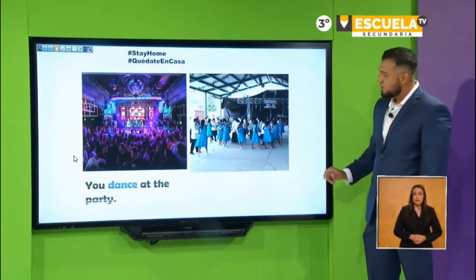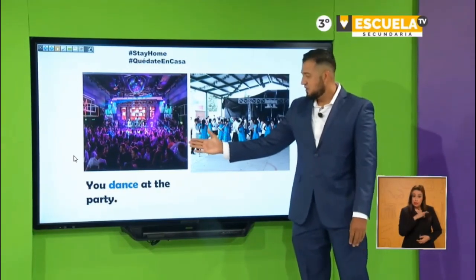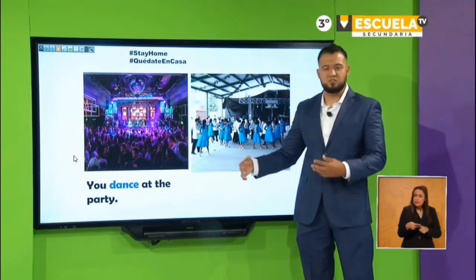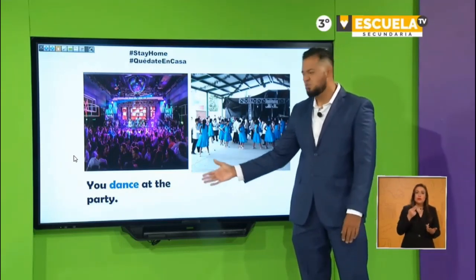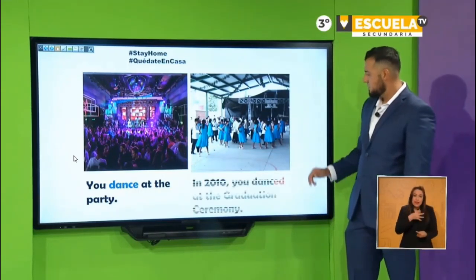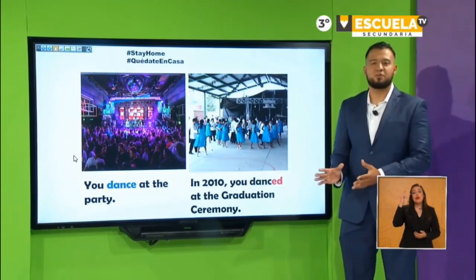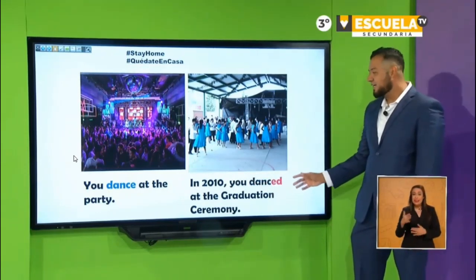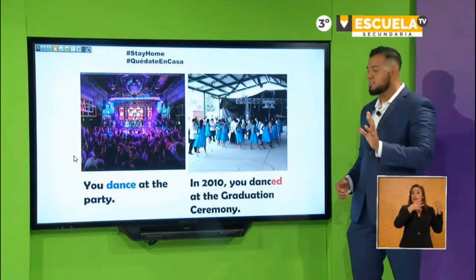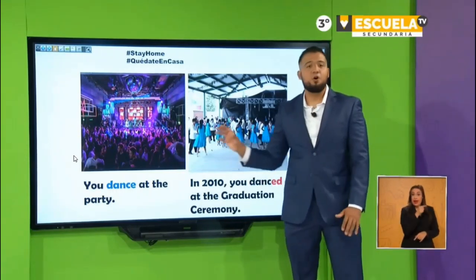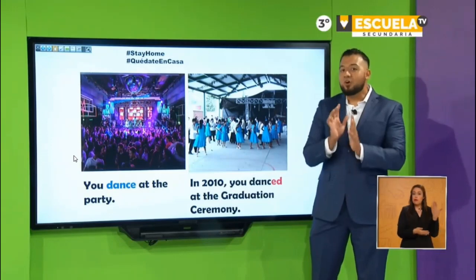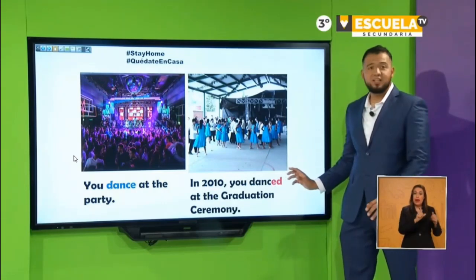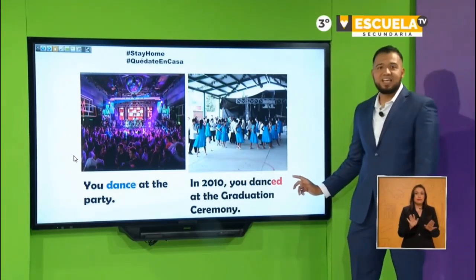Here, we can see you dance at the party. This is very common for you, okay? Every time that you used to go to a party, you dance. I want you to remember a special moment for you. In 2010, you danced at the graduation ceremony. As you can see, the action dance already finished with E. So in these kinds of verbs, when the verb finishes in E, you only add the ed.